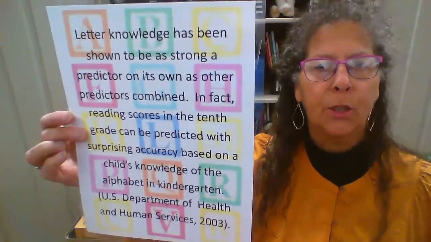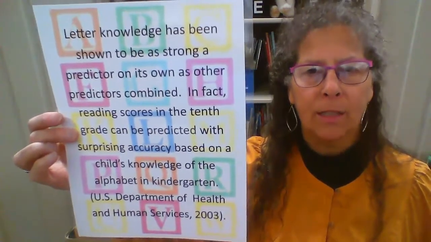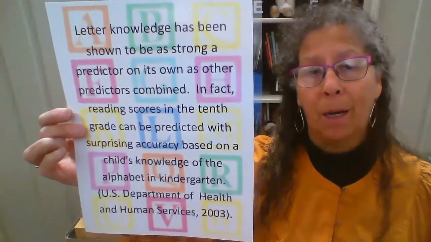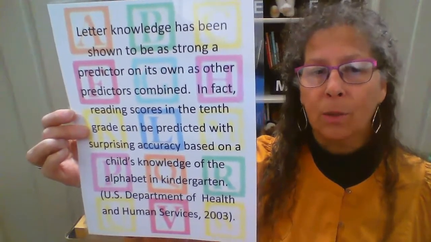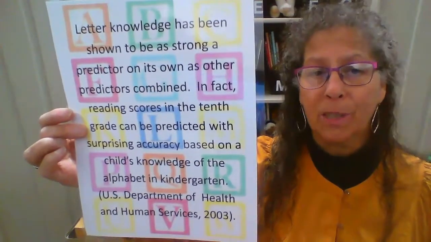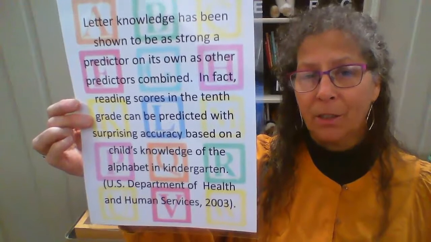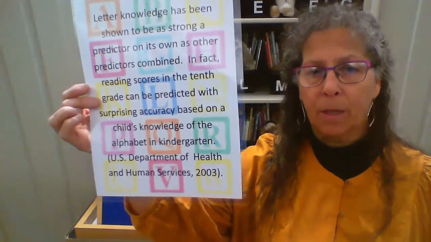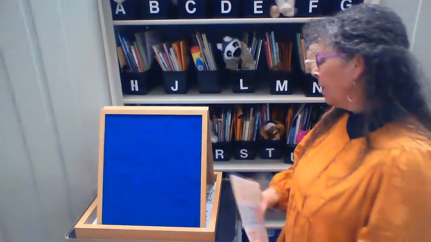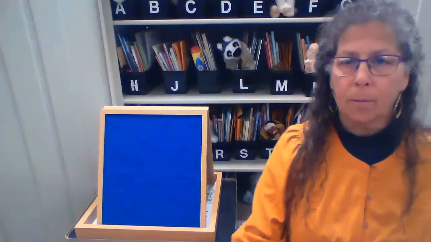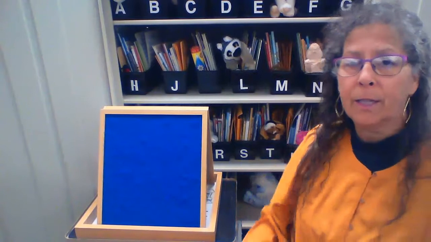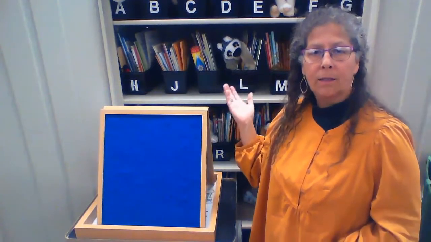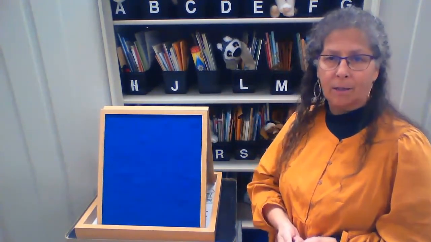Letter knowledge has been shown to be as strong a predictor on its own as other predictors combined. In fact, reading scores in the 10th grade can be predicted with surprising accuracy based on a child's knowledge of the alphabet in kindergarten. And that research comes from the Department of Health and Human Services. So we just felt like we could use our time effectively to create story times that would strengthen that skill.